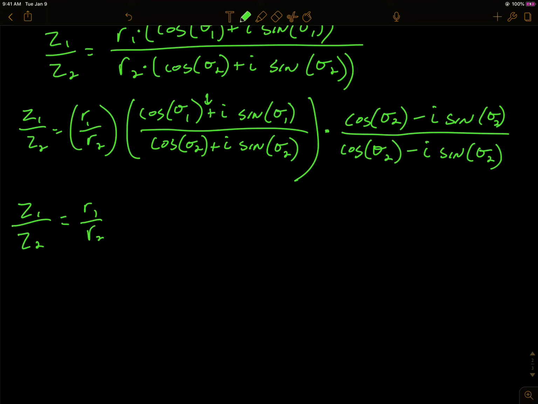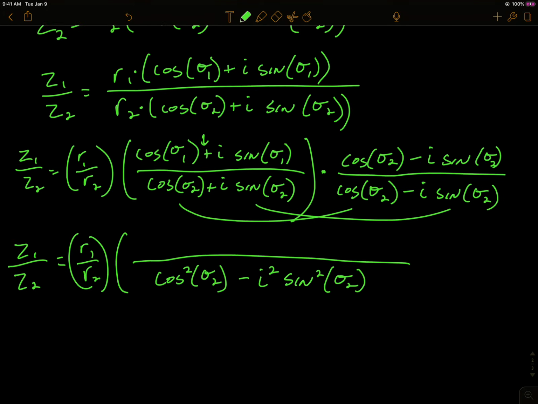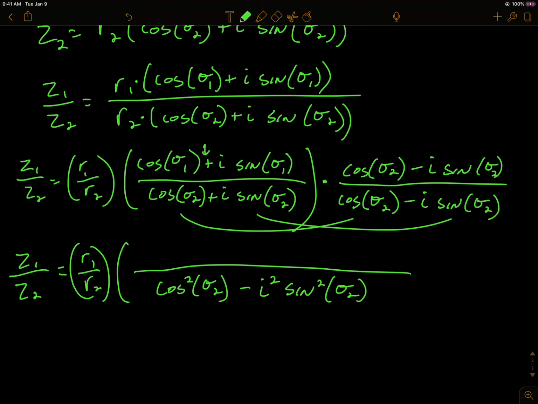So again, we just keep track of dividing those magnitudes there. Let's do the bottom first. So I get cosine squared of theta sub 2. And then I know the middle terms cancel out, so I'm just doing first times first and last times last. So I get minus i squared times sine squared of theta sub 2. Now on top, we know that i squared is going to turn into -1, right?